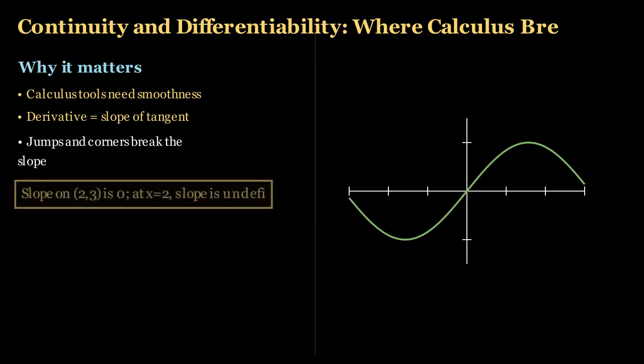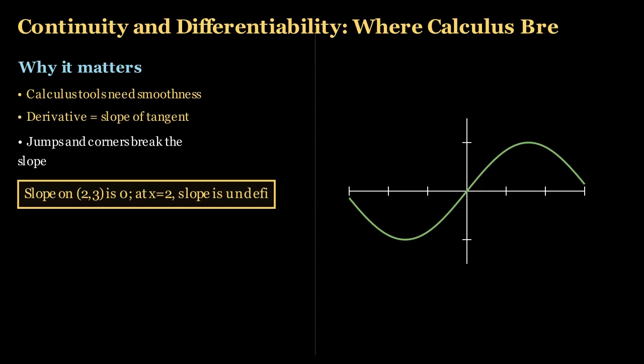For the greatest integer function, this means we can use calculus on the flat steps, where the slope is 0, but we must stop at every integer. Understanding where calculus breaks teaches us the limit of our tools, which is just as important as knowing where they work. Let's make this formal.